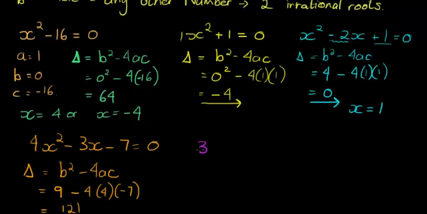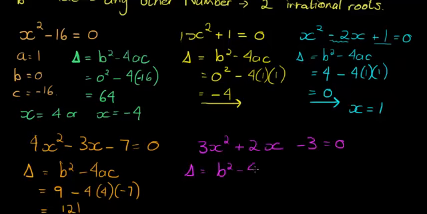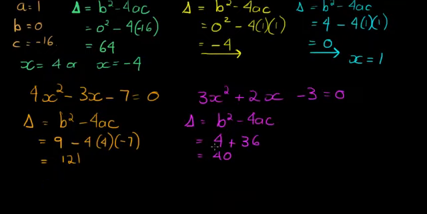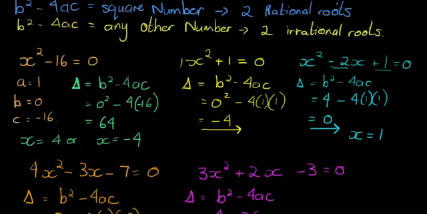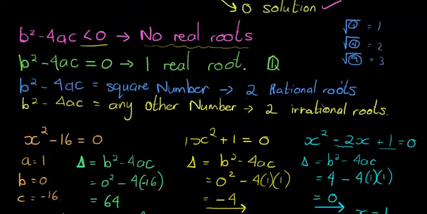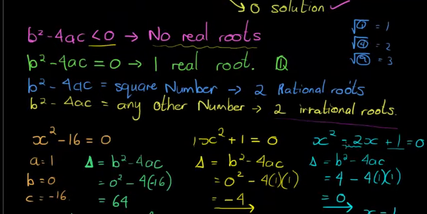Finally, let's do one more. Let's look at 3x squared plus 2x minus 3 is equal to 0. Then our discriminant is equal to b squared minus 4ac. b squared is 2 squared, which is 4, minus 4 times 3, which is 12, times negative 3, so this becomes positive 36, and this will equal 40. And we know that the square root of 40 is not a known number. So one last thing that I will say is that this one will have two irrational roots.